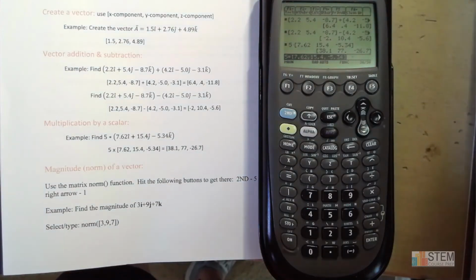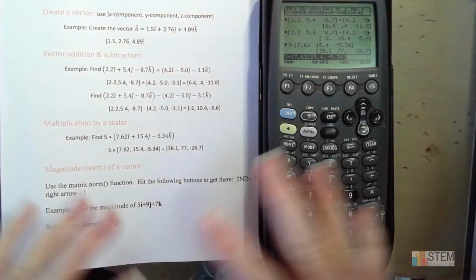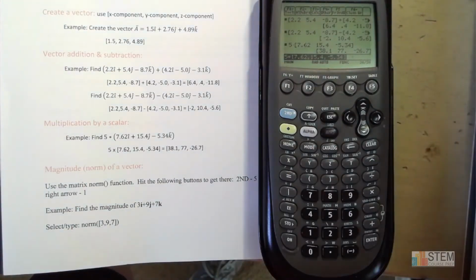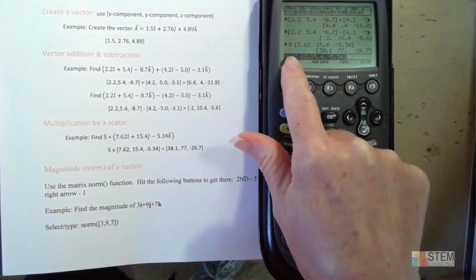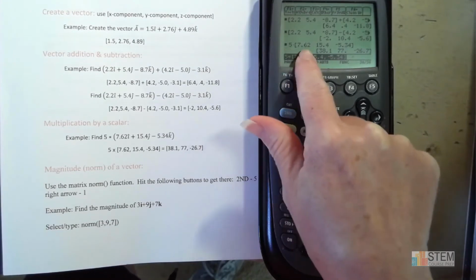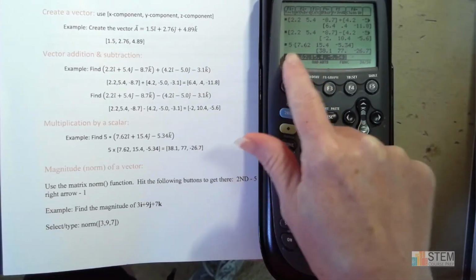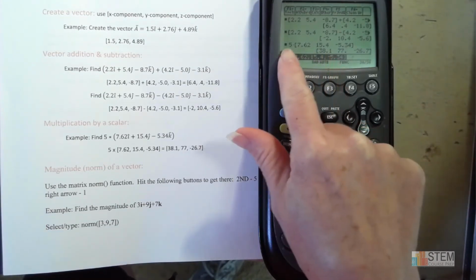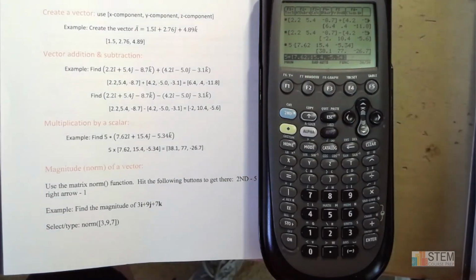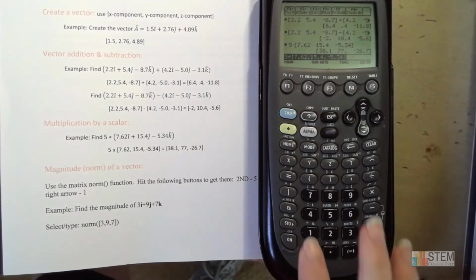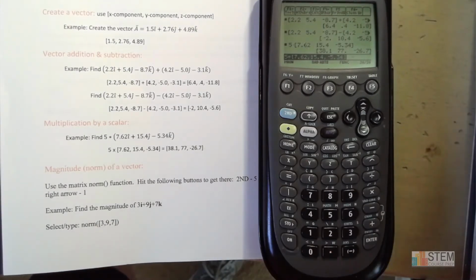Okay, so when you're doing things like a force vector or something like that, if you create the vector and then just multiply it by the scalar, you only have to do the one calculation. That way you don't have to go through by hand and type in 5 times 7.62, and then 5 times 15.4, 5 times negative 5.34. All right, so this can really save you some time if you remember to do this, because it just reduces the amount of calculations you have to do.